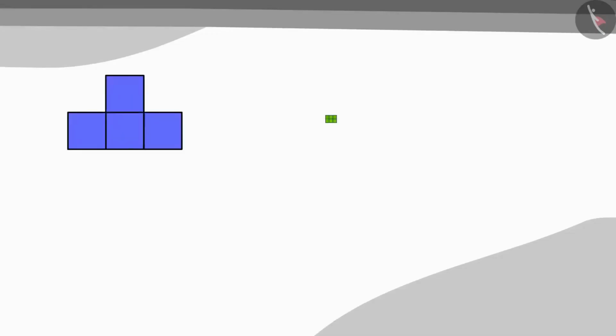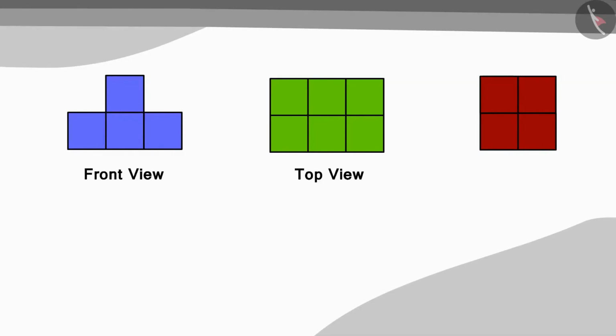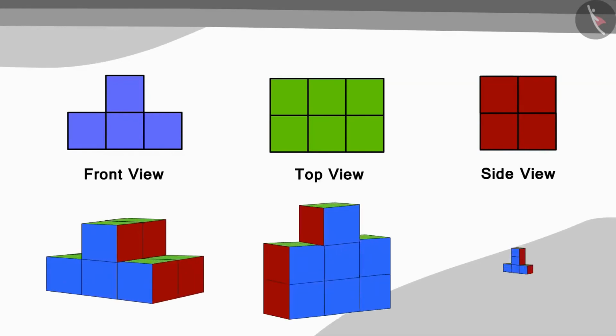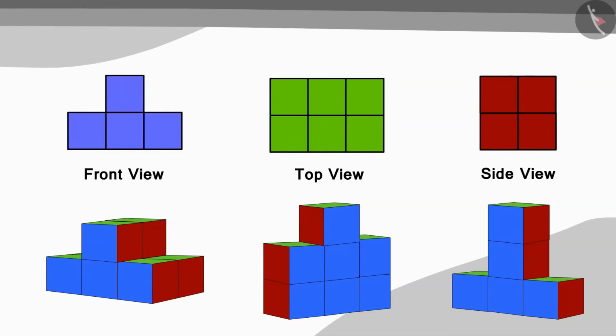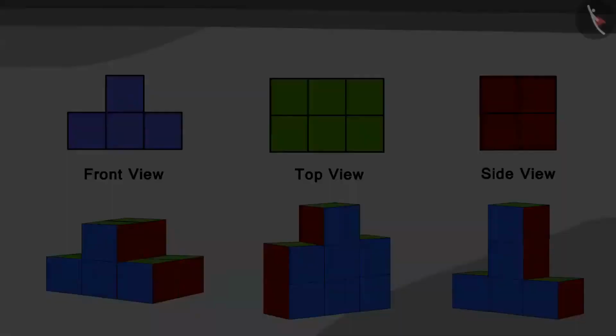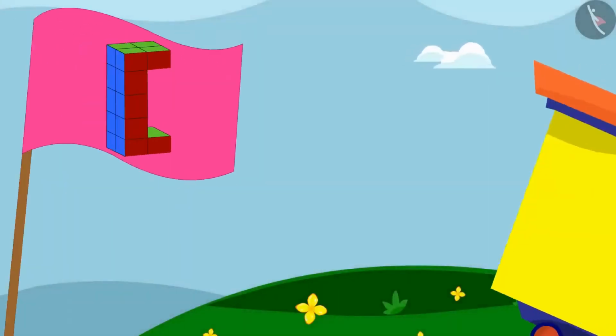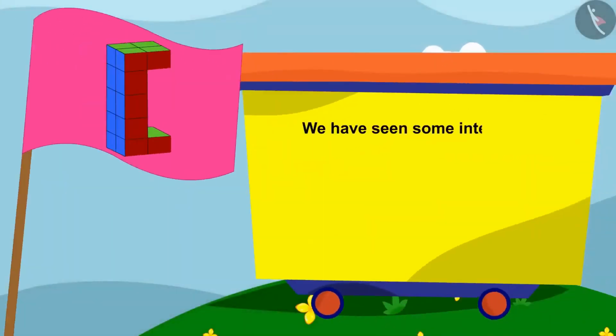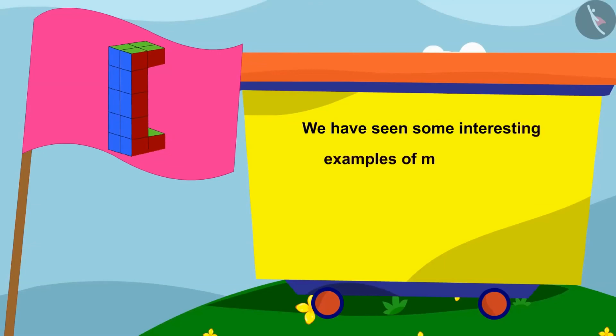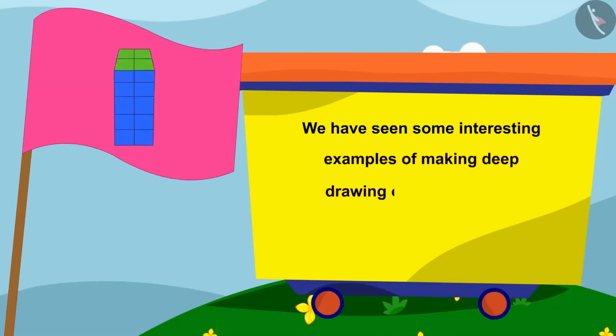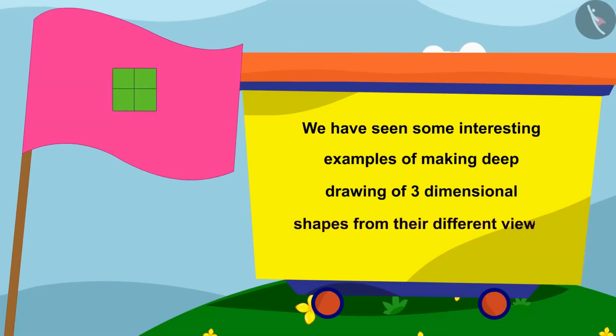Here are pictures made by looking at the front, top and side views of a second model. Can you, along with your friends, try and find which model was observed to make these pictures? Try to find the answer. Children, in this lesson, we have seen some interesting examples of making deep drawings of 3-dimensional shapes from their different views.